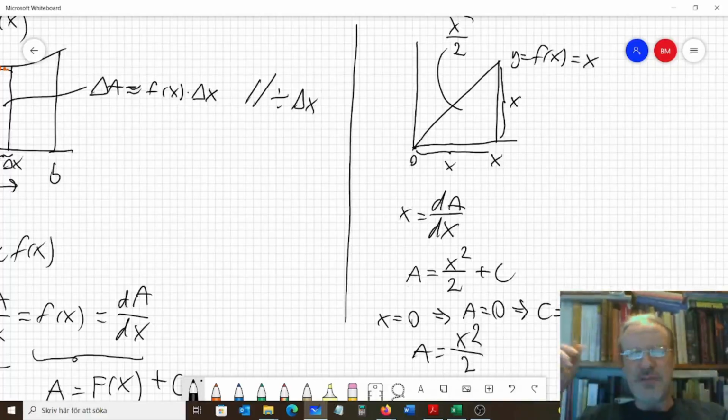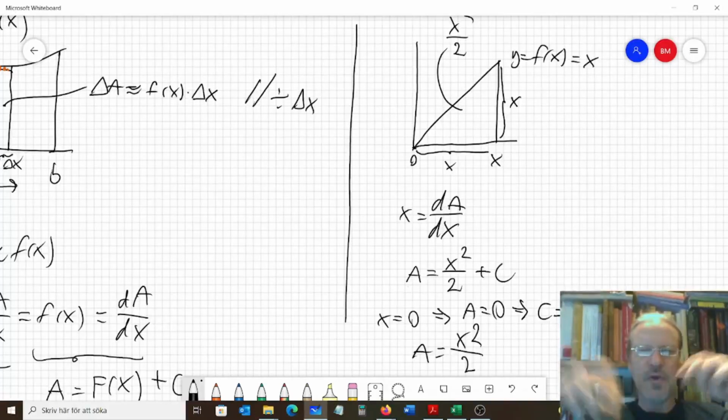A bit strange way to find the area, but it seems to work. In the next video, we'll look at this in more detail, and we'll also put all of this together into something called the fundamental theorem of calculus. So over to the next video.